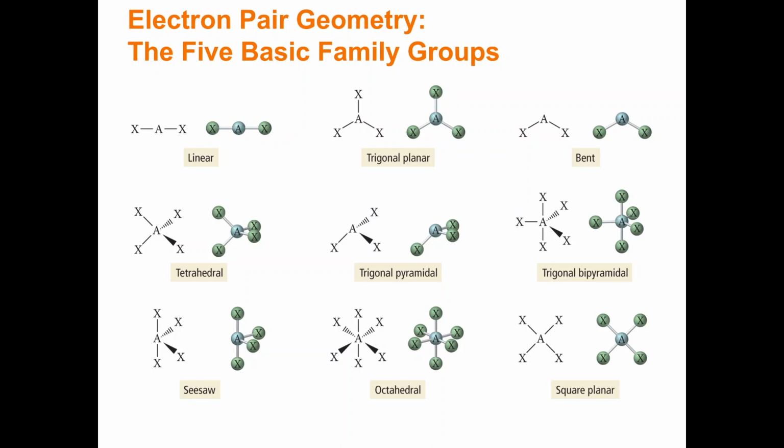Next one is seesaw. Why? Because it looks like a seesaw. We have a linear group, and a bent group coming together. It gives you a geometry that looks like a seesaw. If you were to rest this on the board or on the table like this, you could rock it back and forth. You can imagine this going up and down, and this going up and down. So we call that one seesaw.